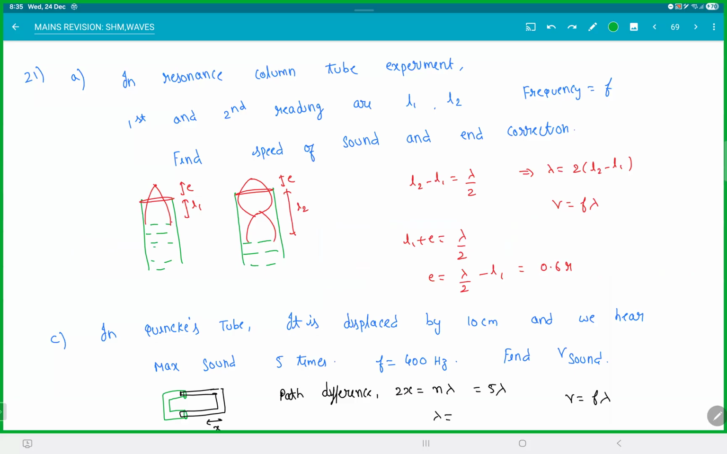Once you have the wavelength, V is equal to F lambda. And L1 plus E is lambda by 2, that's your first harmonic. So from there you get the end correction.